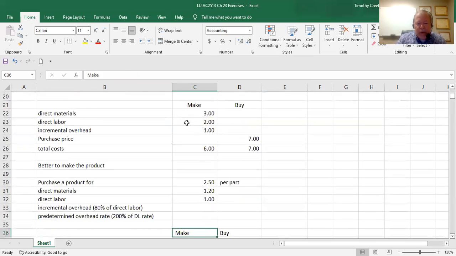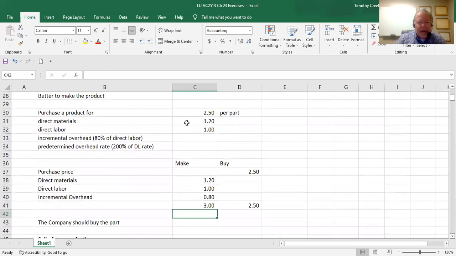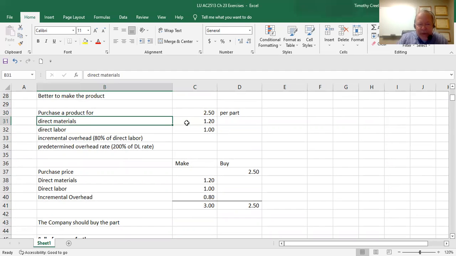Okay, so let's look at one more question here. If we can purchase a product for $250 per part, let's say, so we can purchase it for $250. The direct materials, if we decide to make it, would be $120 per part. Direct labor, $1 per part. The incremental overhead, 80% of direct labor, but the predetermined overhead is 200% of direct labor rate. So what would the numbers look like based on this information?